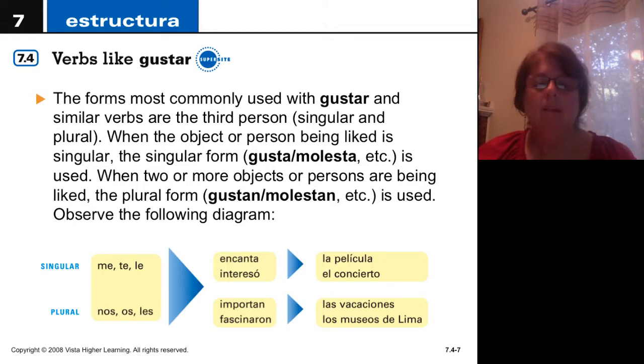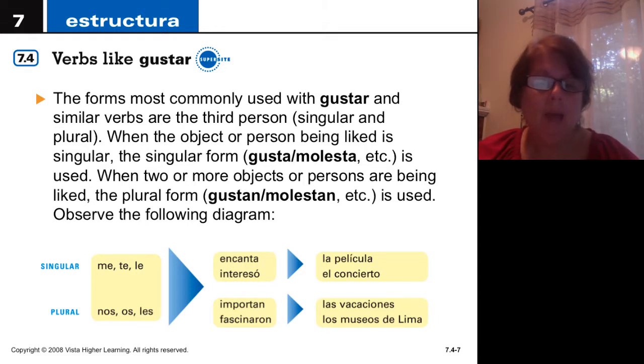So look. Me encanta la película. I like the movie. But I could say, nos encanta la película. We like the movie. Okay. Do they like the movie? Les encanta la película. It's only one movie, so even though I'm talking about more than one person, I use the singular verb. But if I want to say, ¿te importan las vacaciones? Are vacations important to you? Yes, vacation is important to you. Las vacaciones. Sí, te importan las vacaciones.